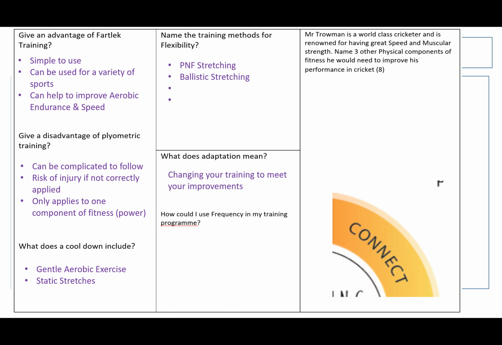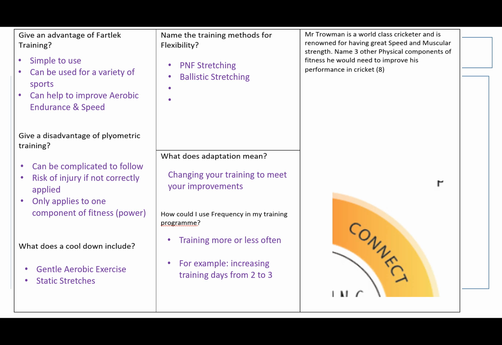What does adaptation mean? It's changing your training to meet your improvements. Okay. How could I use frequency in my training program? You could train more or less often. For example, increasing training days from 2 to 3. Decrease those rest days. You could start off on a training program only working one or two times a week. By week 4, 5 or 6 you could be working 4 or 5 days a week with 2 rest days.